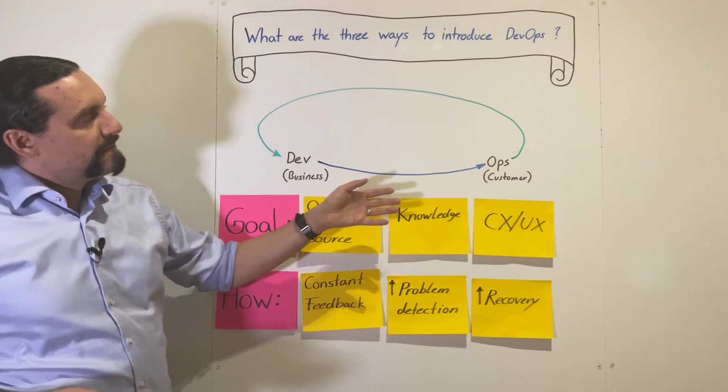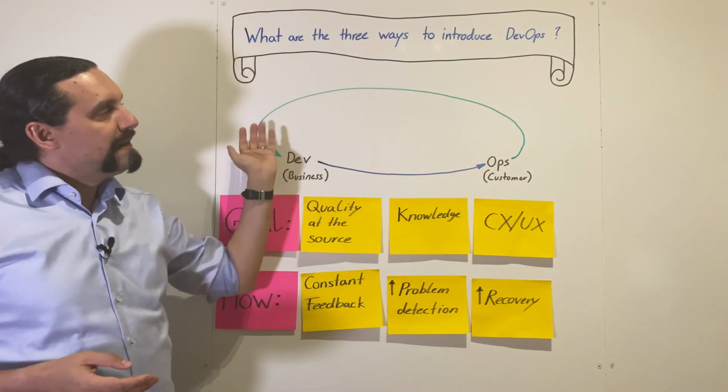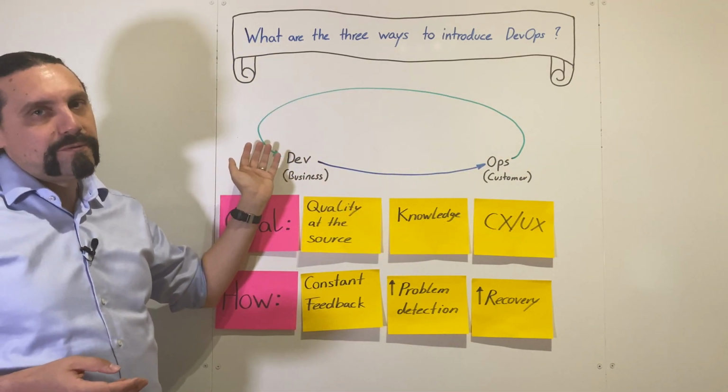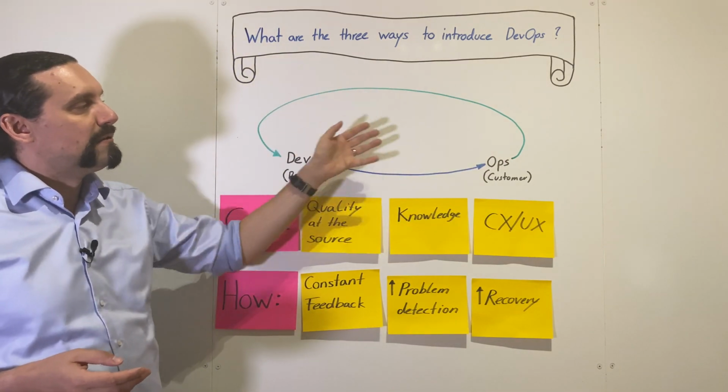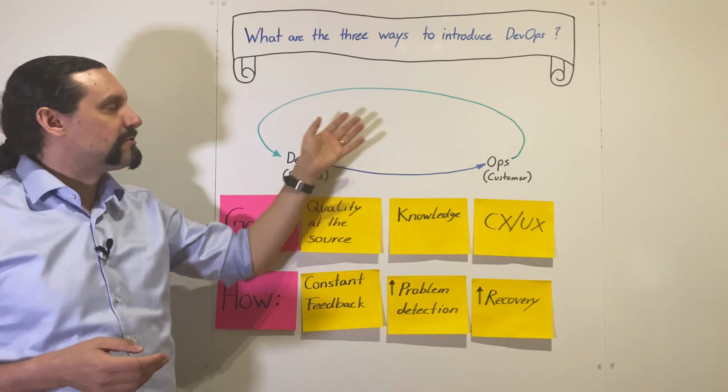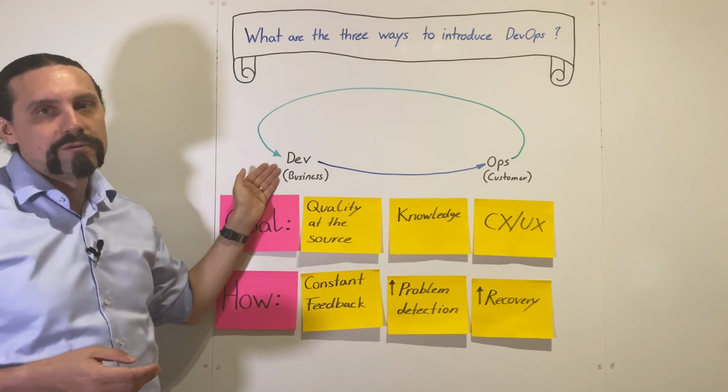So quickly recap, the second way to introduce DevOps is get feedback as fast as possible from the customer side, from production back to the development or to the business.